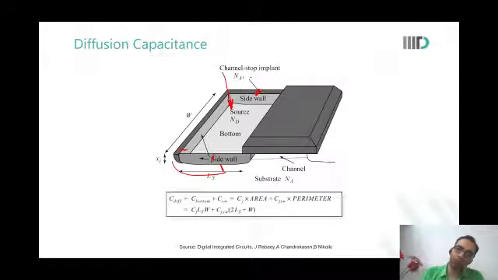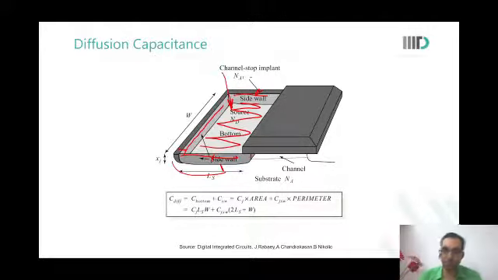So if I want to find the capacitance of this drain or the source, what happens? I have to measure the capacitance on the side walls, and I have to measure the capacitance of the bottom of the tub. Are you able to see this?